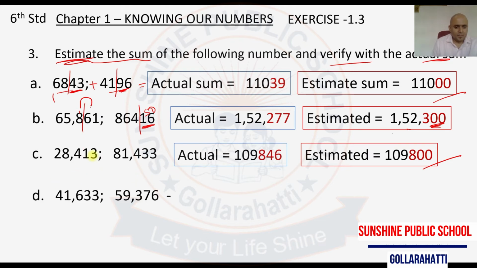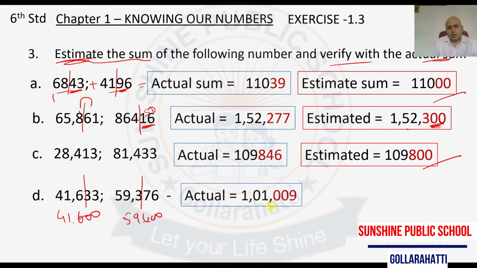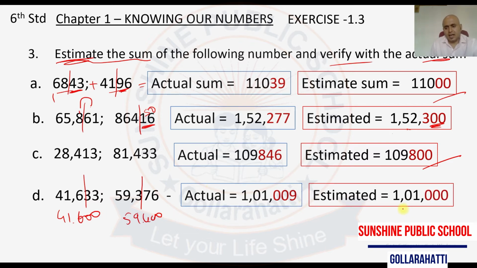Next numbers, 41,633 and 59,376. So here, round to the nearest 100. This becomes 41,600 and here 59,400. If you add, the actual sum is 1,01,009, and if you add the estimated numbers, that is 1,01,000.